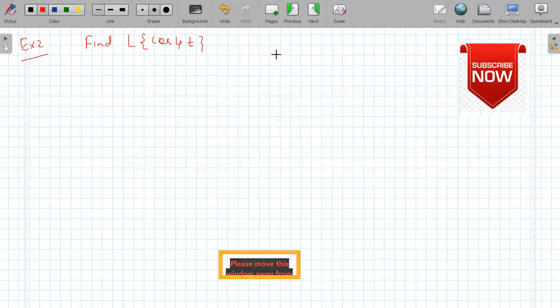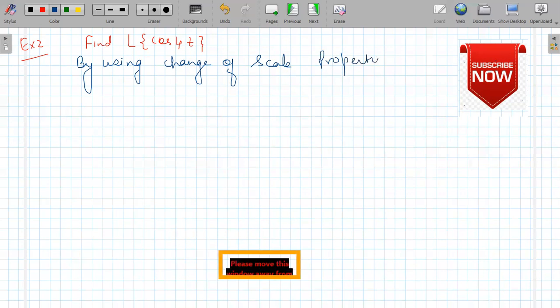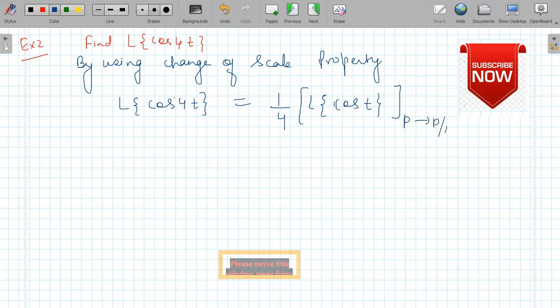So if we apply the change of scale property here, the Laplace transform of cos t, you will remember, we did this in class. First we will write Laplace transform of cos of 4t is equal to 1/4 Laplace transform of cos t, and the whole expression p is replaced by p by 4.